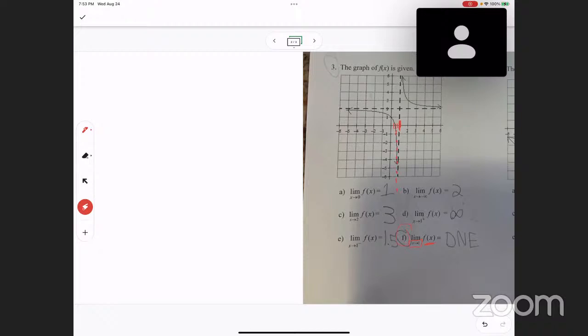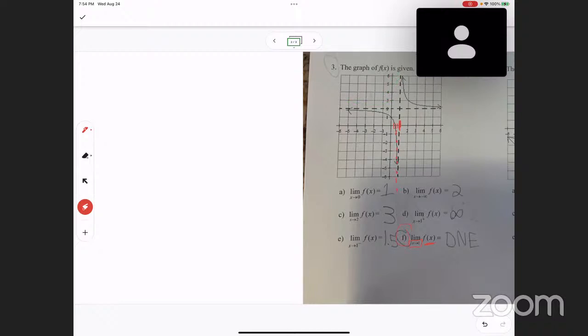Mm-hmm. I guess my question was, oh, are you on slide 2? Yeah, I'm on slide 2 now. Oh, okay. So my question would just be, I understand why the answer would be does not exist, because both are in opposite directions. Right. But if they were going the same direction, would the answer be different? I believe it would be.